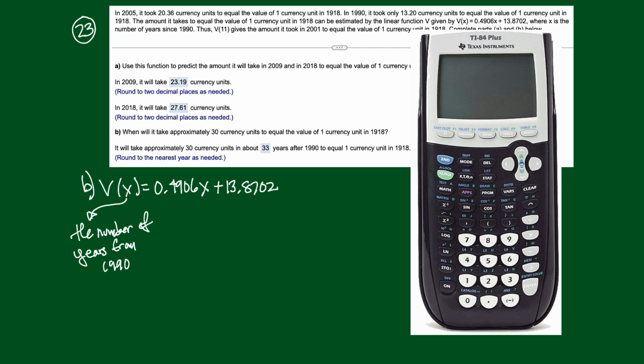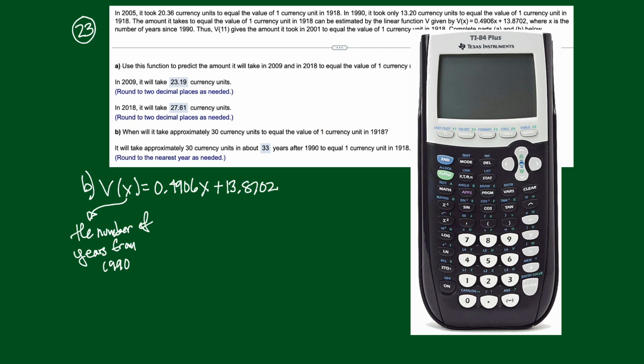So what do you do? What are the instructions? The instructions, I'm calling V. It says to take your x, multiply it by 0.4906, get that number, and then add 13.8702. Now, in part B, what we want to know is when will it take approximately 30 currency units? Like when does it take $30 to equal the value of $1 back in 1918?